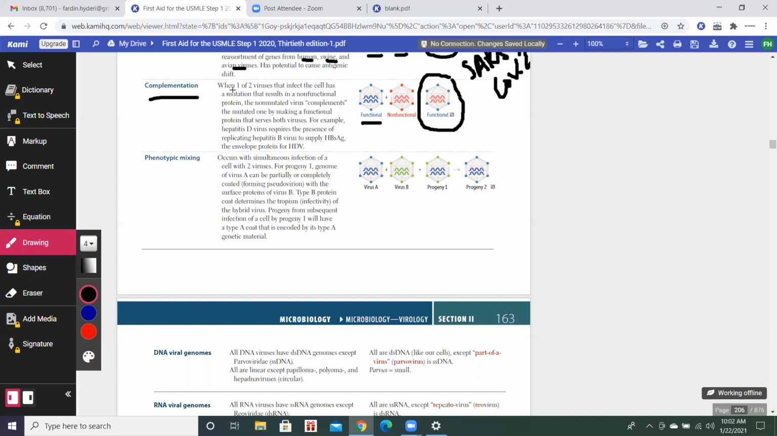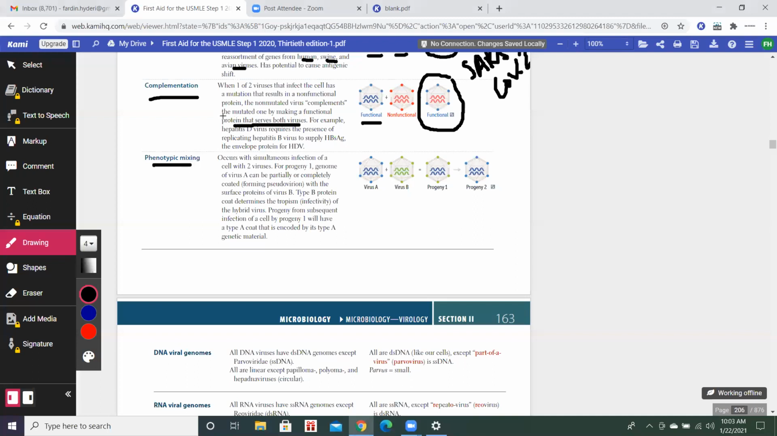So what happens is when one of the two viruses that infect the cell has a mutation that results in a non-functional protein, the non-mutated virus complements the mutated one by making a functional protein that serves both viruses. For example, one of the best examples for this is hepatitis D and hepatitis B. Can hepatitis D function without the patient being infected with hepatitis B? No, right? So in order for hepatitis D to perform or to infect properly, we need hepatitis B to go and attack the patient first. So that's that. So this is known as complementation.